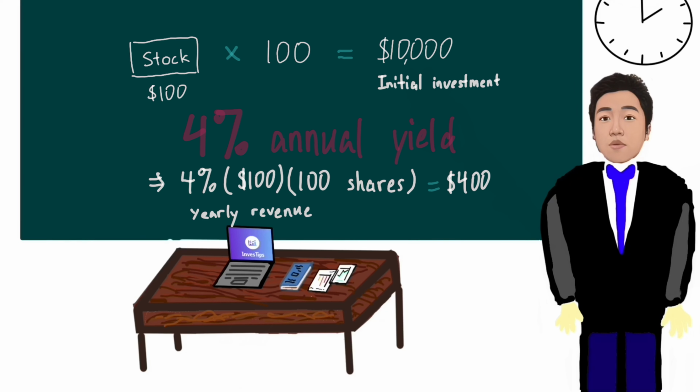And this is in addition to the price appreciation of the stock. I can then reinvest the $400 back into the stock, or I can invest it in other stocks or just spend it. So you can see that for every $10,000 that I invest in, I'll get $400 every year. This is a great way to make easy money and passively generate income without having to make any additional investments.